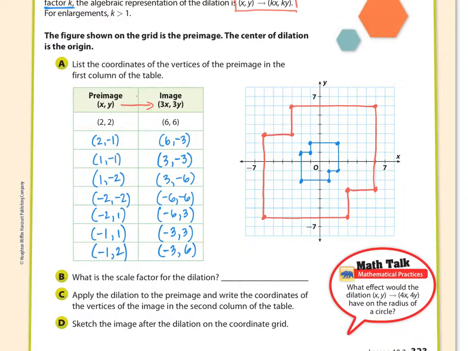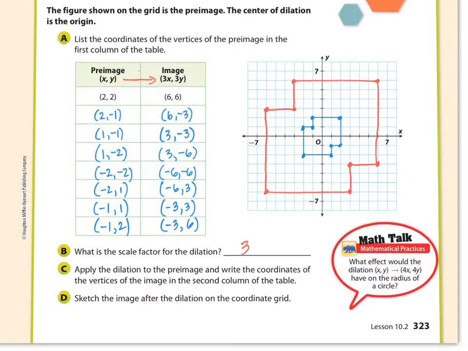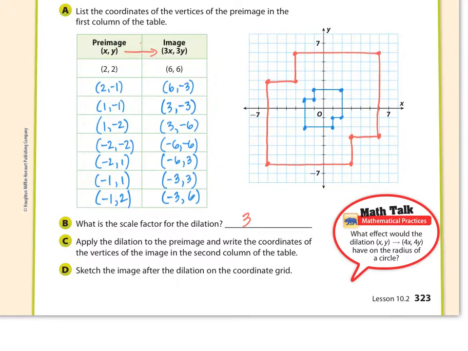The scale factor in this case is 3, right? Or we can say k equals 3 because k is scale factor. And the scale factor is just what are we multiplying everything by? And we already did parts C and D. That's done.